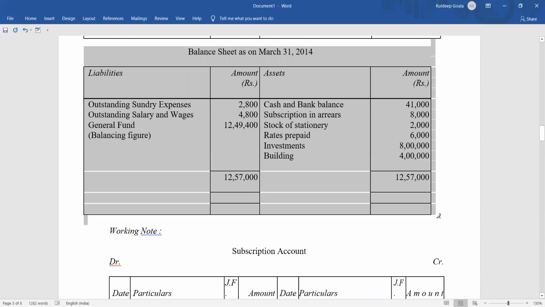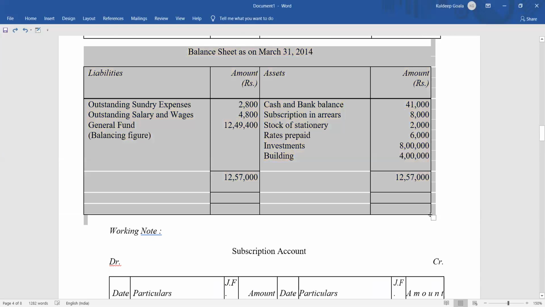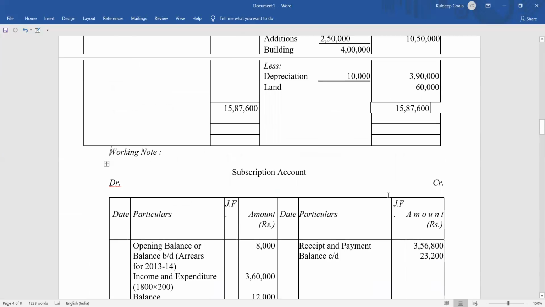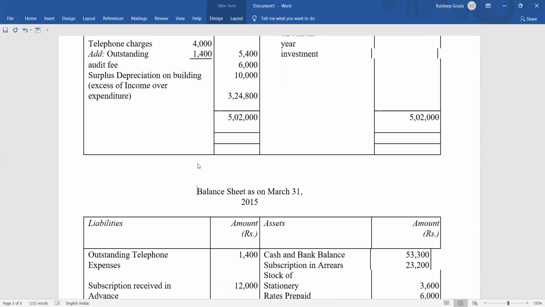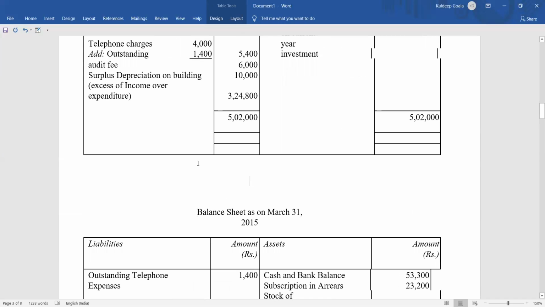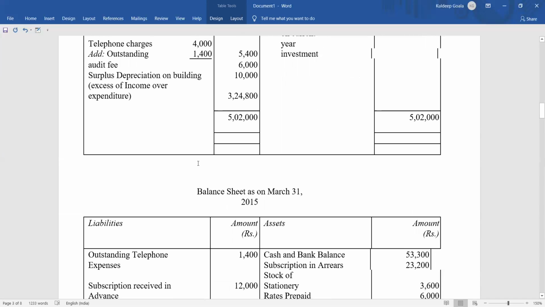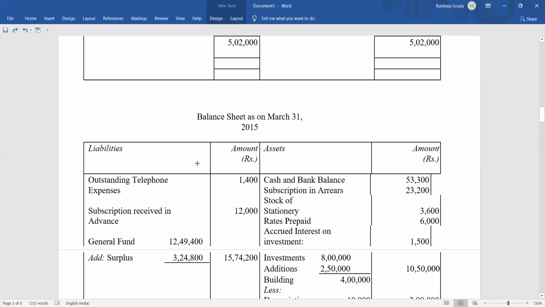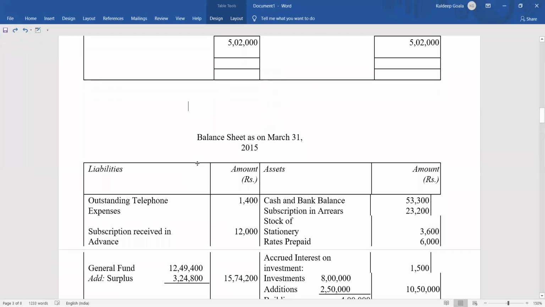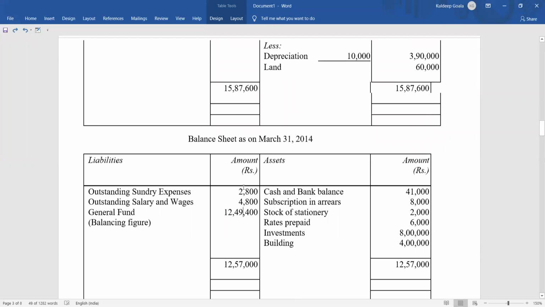Many times the question solves the opening balance sheet first and then the closing balance sheet. Sometimes it goes the reciprocal way. So no problem in that. You can do as you like. So let it be as it is.